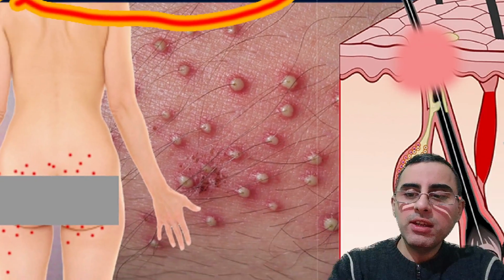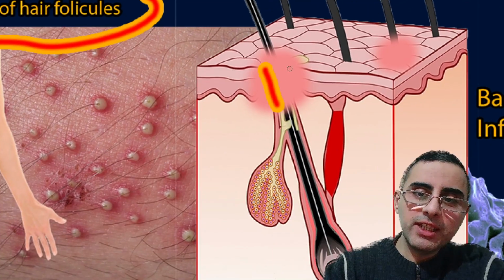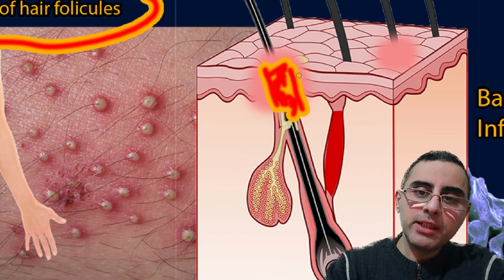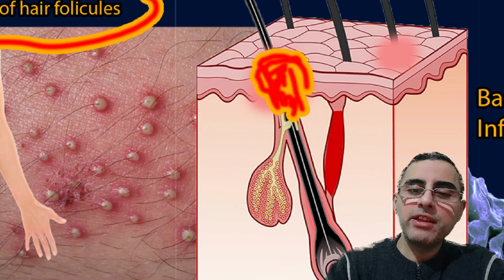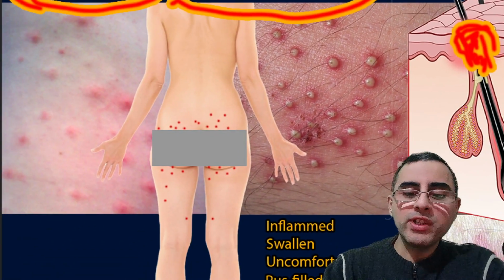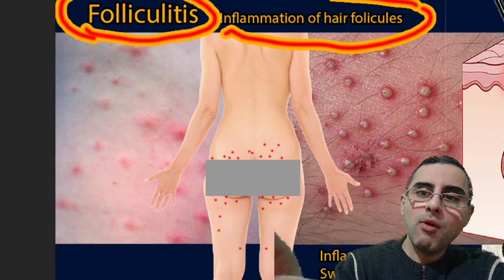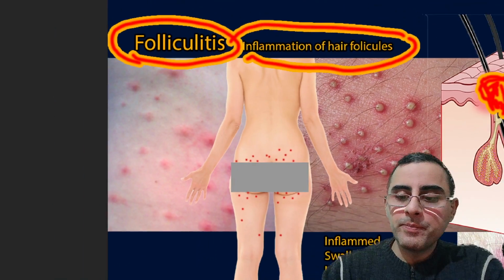You can think of it as a small channel in the skin which is clogged and inflamed, and pus is formed, and we see it as pimples or pustules, and it is called folliculitis. Folliculitis is inflammation of the hair follicle.